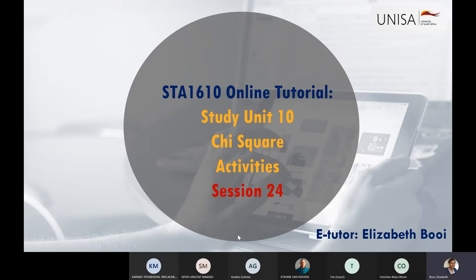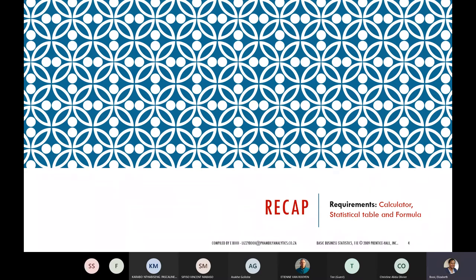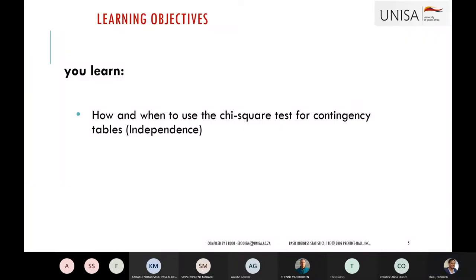the session. Welcome to your 24th session. Today we're going to do activities relating to the chi-square tests that we did in the previous sessions. So just to recap, so that we can refresh our minds before we start with the activities for today. What you learned on Wednesday was how and when to use the chi-square test for a contingency table, where we calculate the chi-square test for independence.